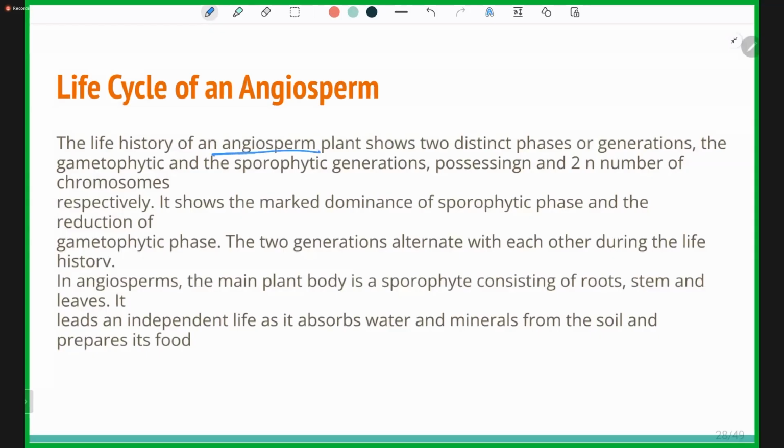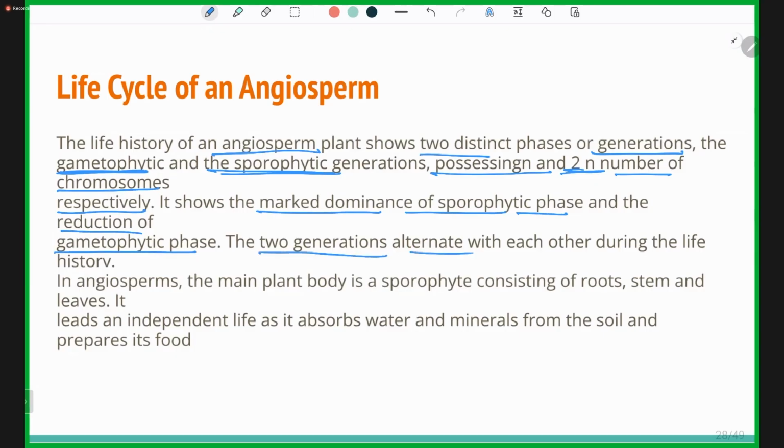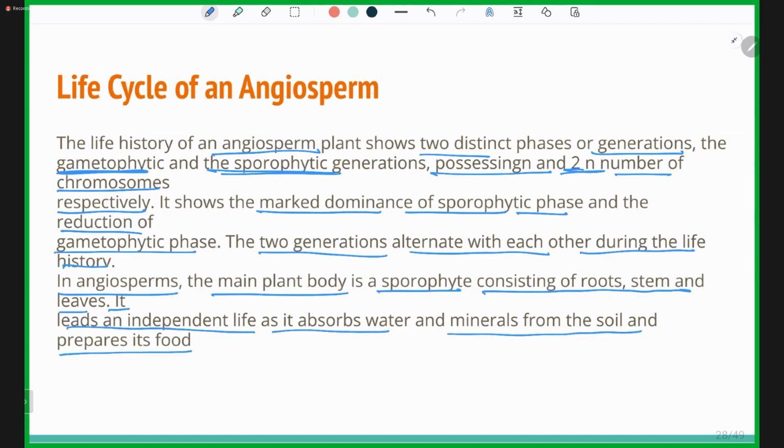So, the life history of angiosperm plant shows two distinct phases, generations, the gametophytic and the sporophytic generation, possessing n and 2n number of chromosomes respectively. It shows the marked dominance of the sporophytic phase and the reduction of the gametophytic phase. The two generations alternate with each other during the life history. In angiosperms, the main plant body is a sporophyte consisting of root, stem, and leaf, and it leads an independent life as it absorbs water and minerals from the soil and prepares its food.